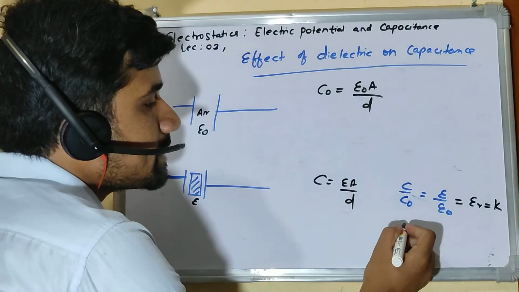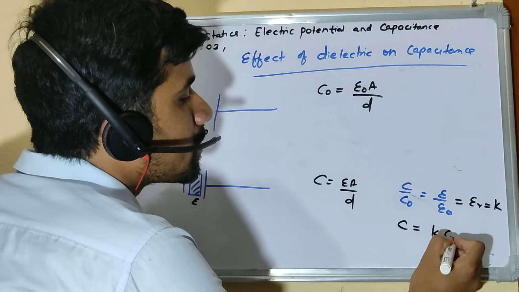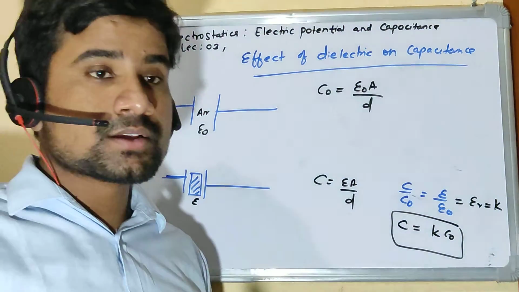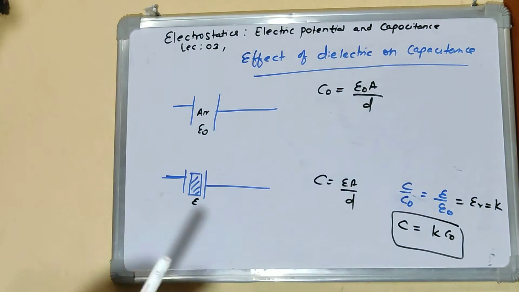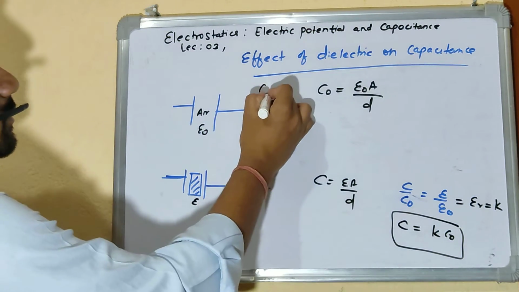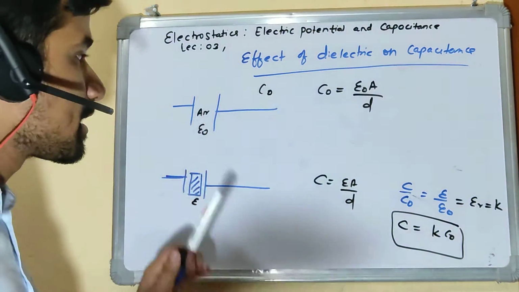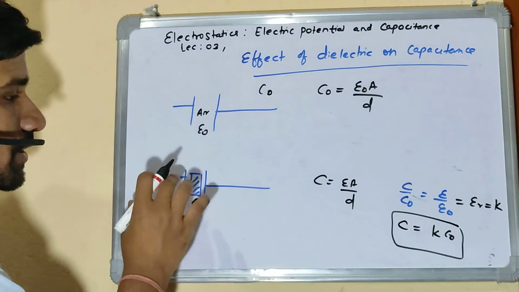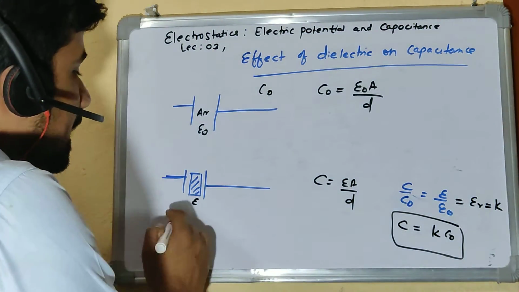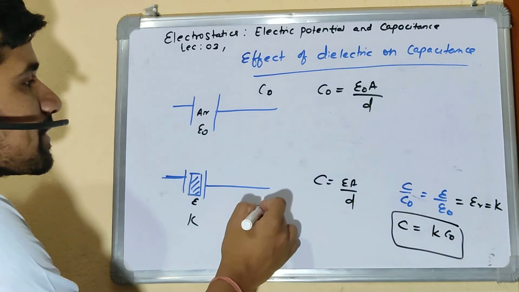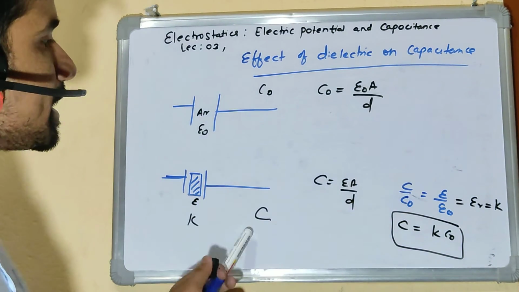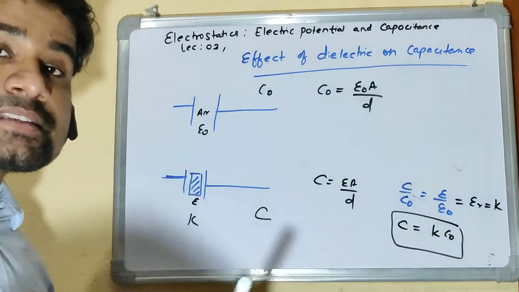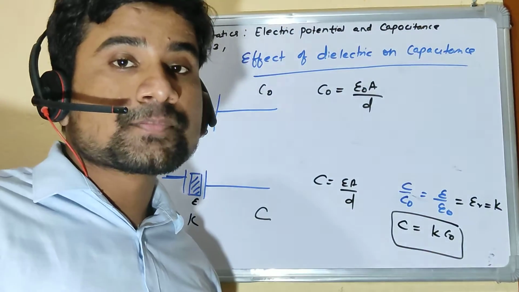Now, C is nothing but K times C naught. C has become K times C naught. Before, my capacitance was C naught, initially when air was the dielectric. Now after placing a dielectric of permittivity epsilon and dielectric constant K, my capacitance becomes C, and this C is K times C naught. So now my capacitance has increased K times.